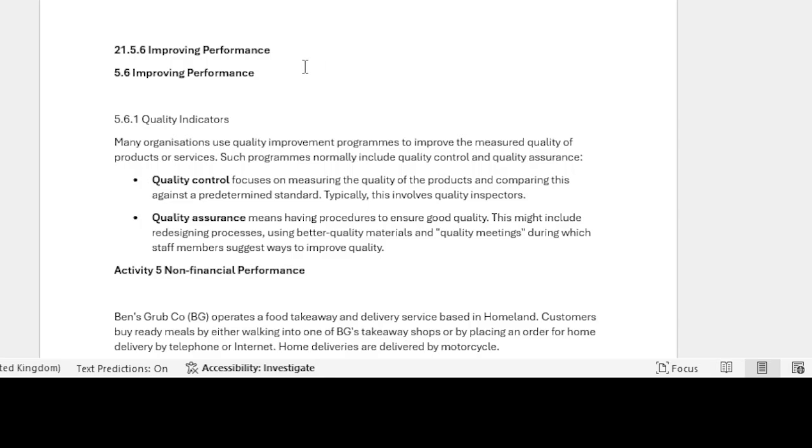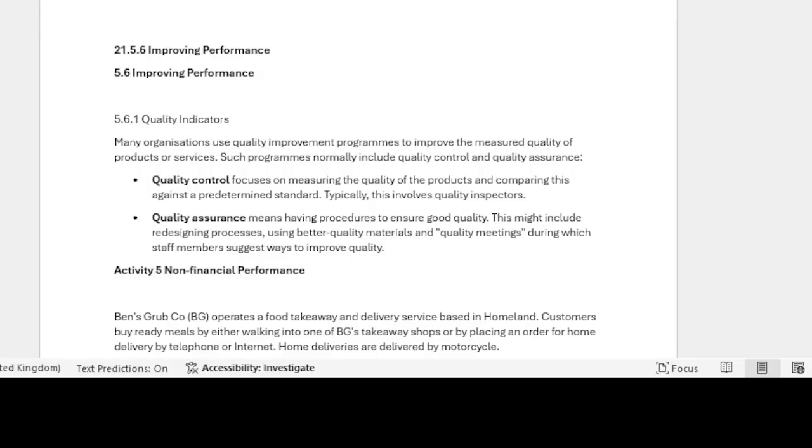So we said we can put in place quality indicators. Of course, different organizations put in place quality improvement programs that can be used to measure or improve the quality of the products and services that are being offered to the customers. So you can put in place quality controls or quality assurance.